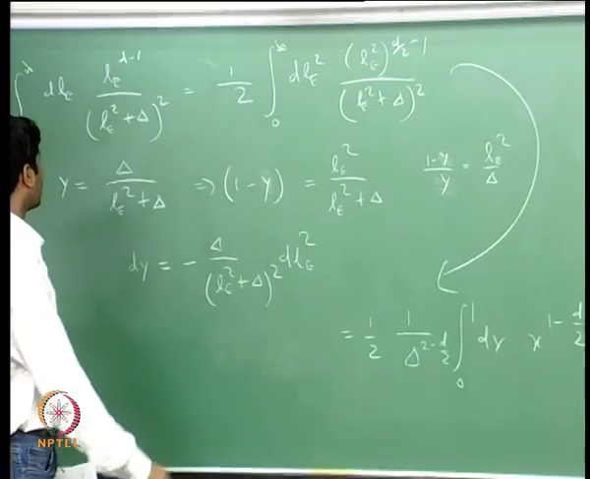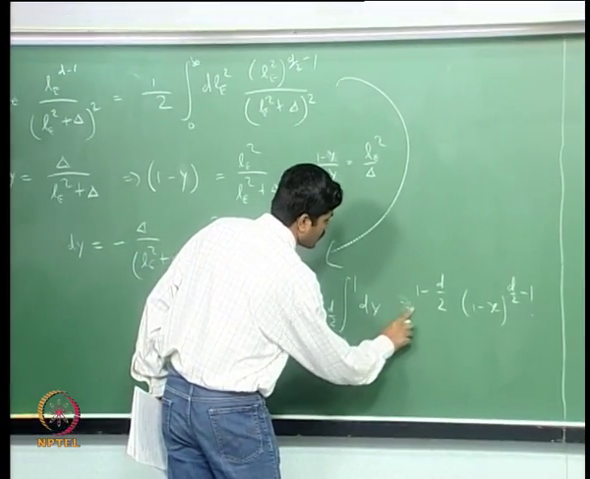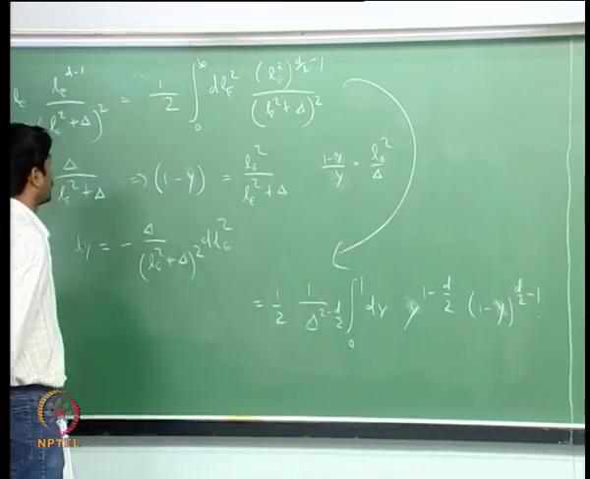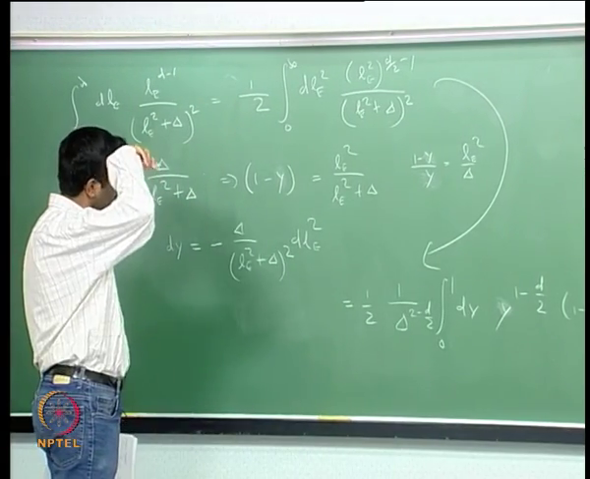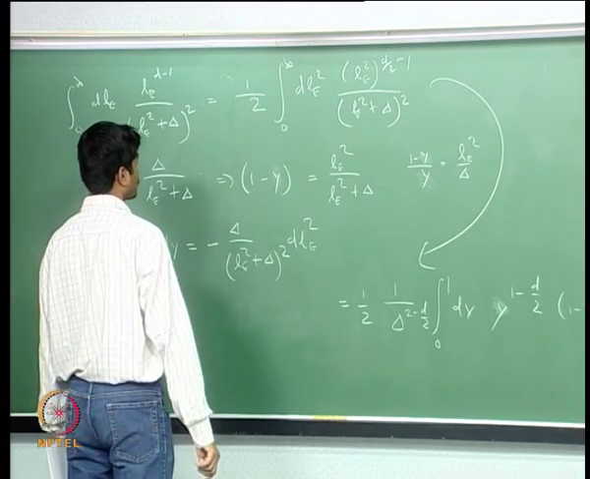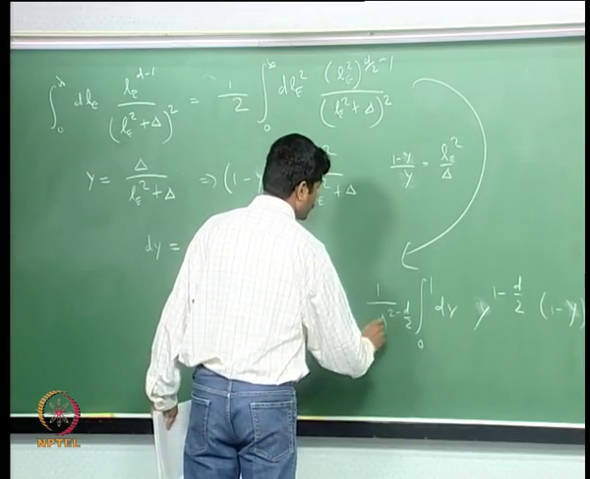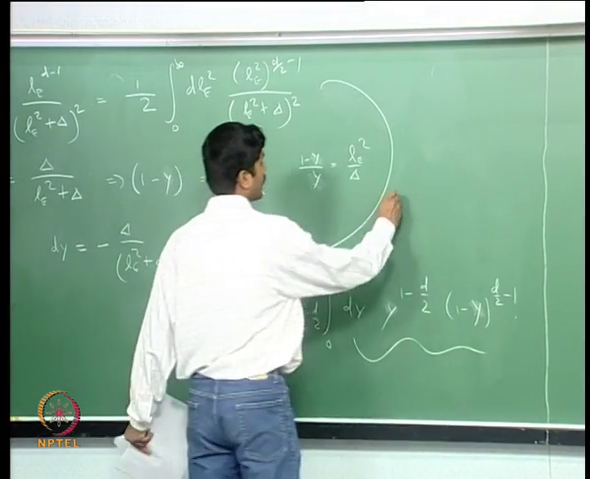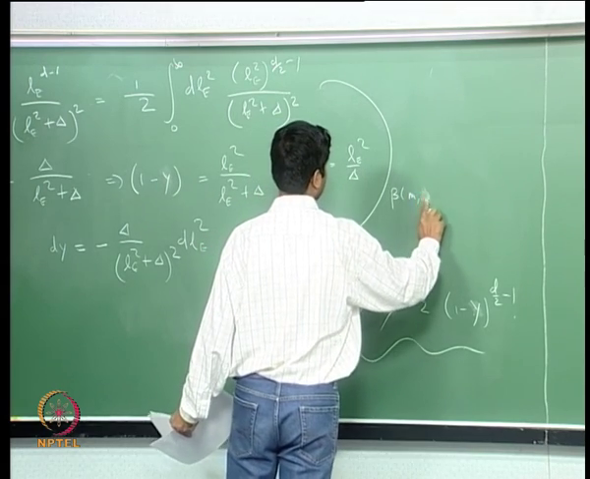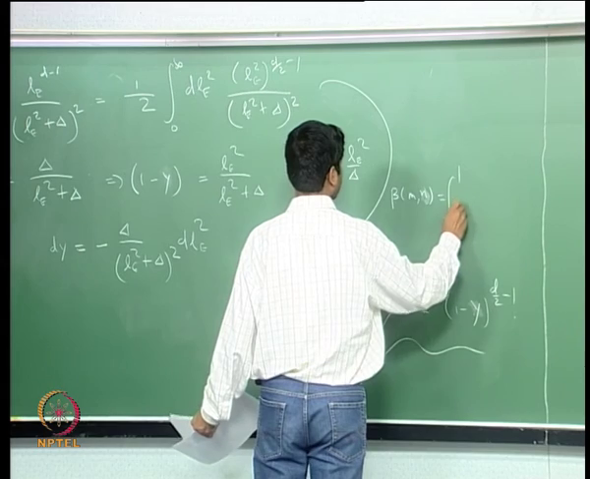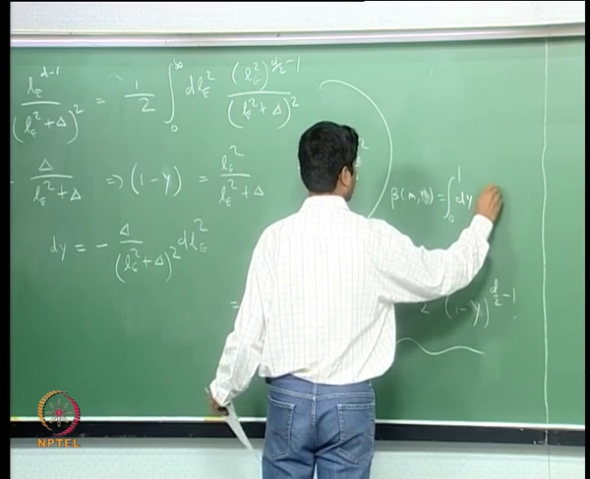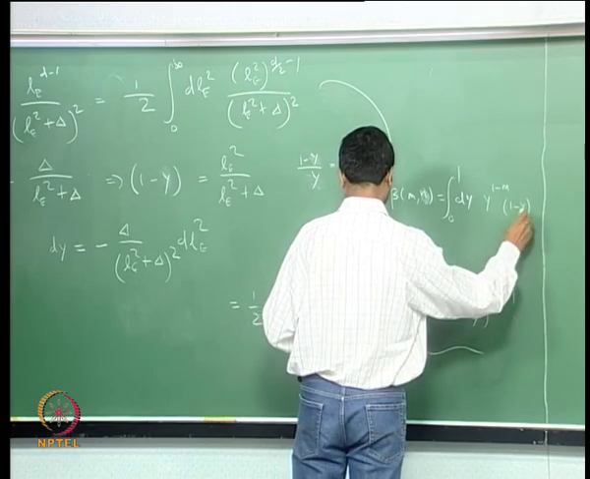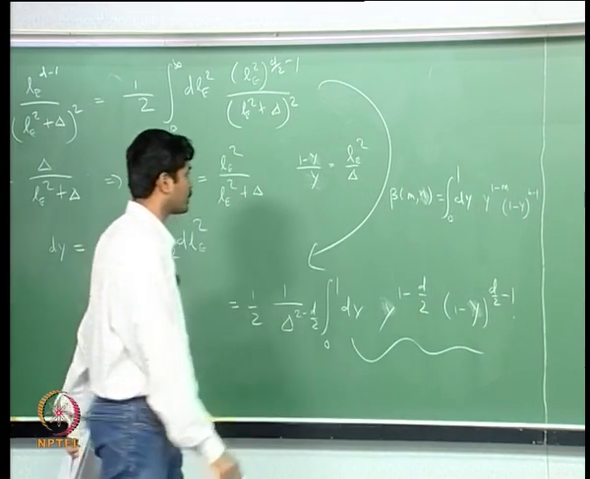Okay. So, the variable y here, this is y. This is straightforward, you can just see by substitution that this is what you get, and what you have here is nothing but the beta function. Beta m n by definition is integration 0 to 1 dy y to the power m minus 1 times 1 minus y to the power n minus 1. This is the definition of beta m n.